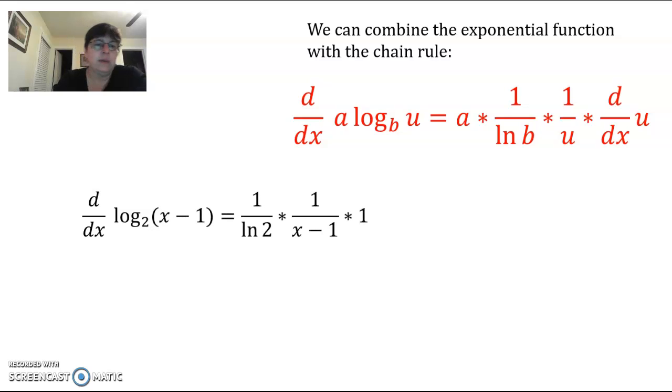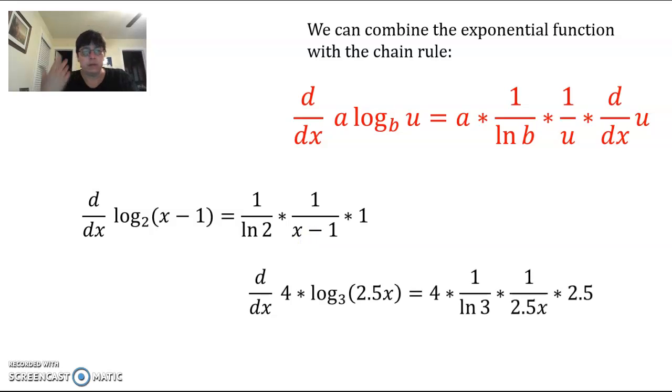So, for example, the derivative of log base 2 of x minus 1 is 1 over the natural log of 2 times 1 over that x minus 1 times the derivative of that x minus 1. The derivative of 4 times log base 3 of 2x is 4 times 1 over the natural log of 3 times 1 over the function times the derivative of the function.